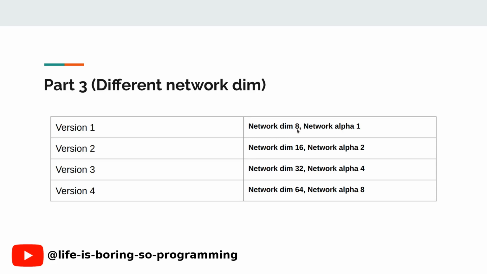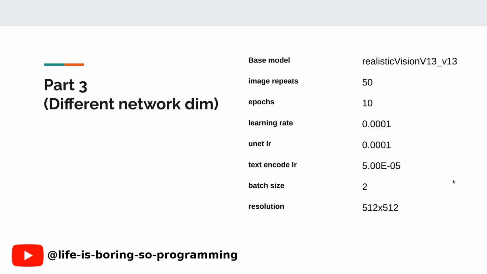Version 1 will use network dimension 8 and alpha 1. Version 2 will use network dimension 16 and alpha 2. Version 3 will use network dimension 32 and alpha 4. Version 4 will use network dimension 64 and alpha 8. The other training parameters are as follows. The base model is realistic vision.